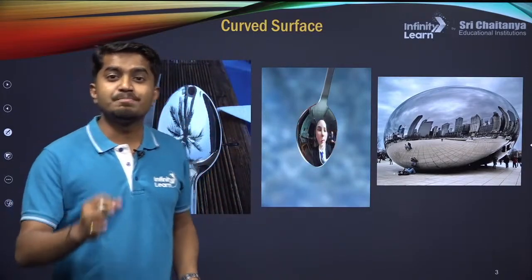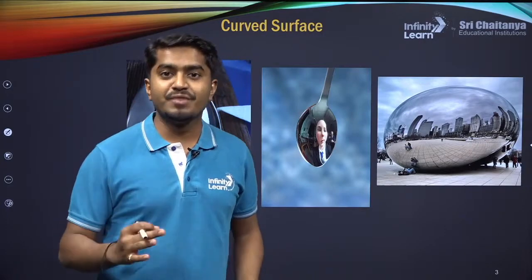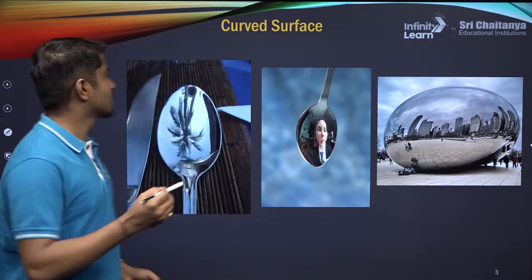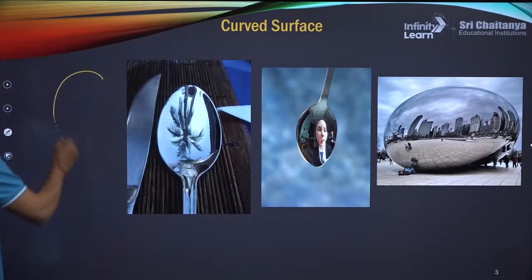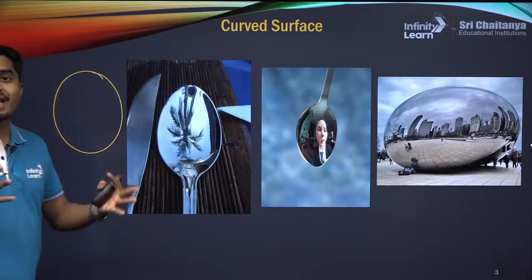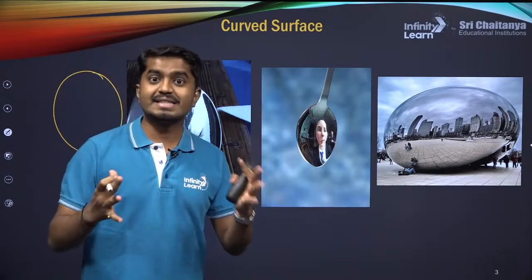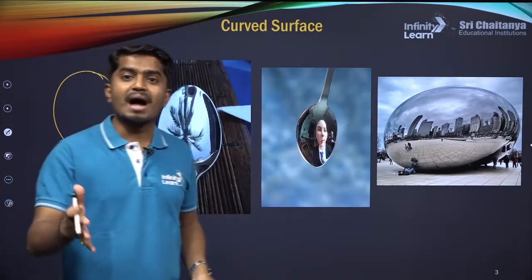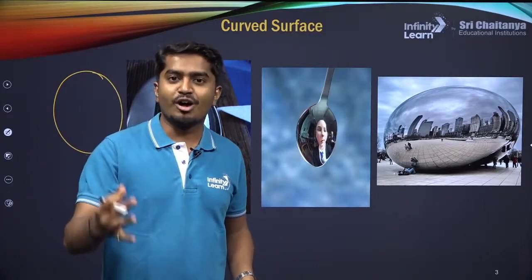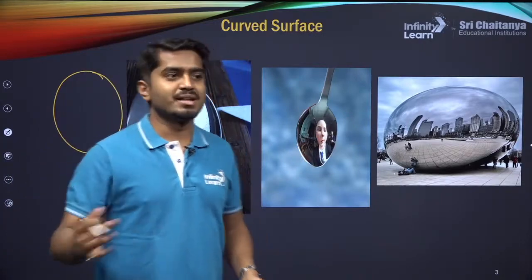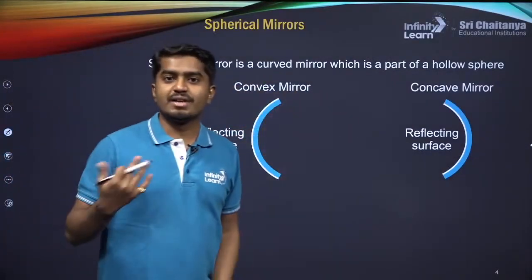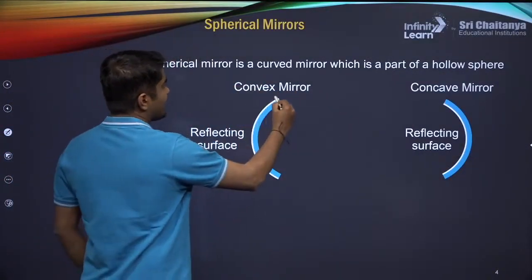There is a very specific shape, the sphere. In maths, you must have learned how a sphere looks. A sphere is like a circle in 3 dimensions, like your football. If the mirror is a part of that sphere, then we call it a spherical mirror. Let's understand the different types of spherical mirrors. You can complete a sphere here.